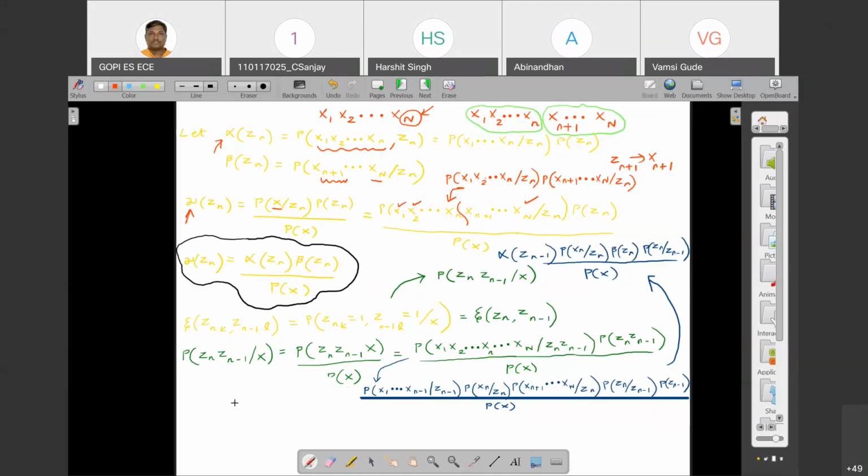Because in your model, what is actually happening? Zn is moving to Zn plus 1 because we have a transition. But as far as xn plus 1 is concerned, it is getting generated due to the latent variable Zn plus 1. Xn plus 1 purely depends on Zn plus 1. Of course, Zn plus 1 depends on Zn. That is fine. So given Zn, the probability of xn plus 1 all the way to xn, we can separate it out.